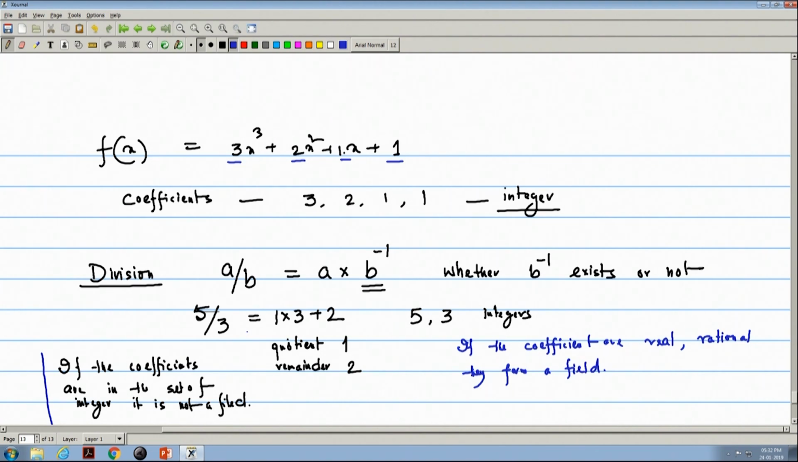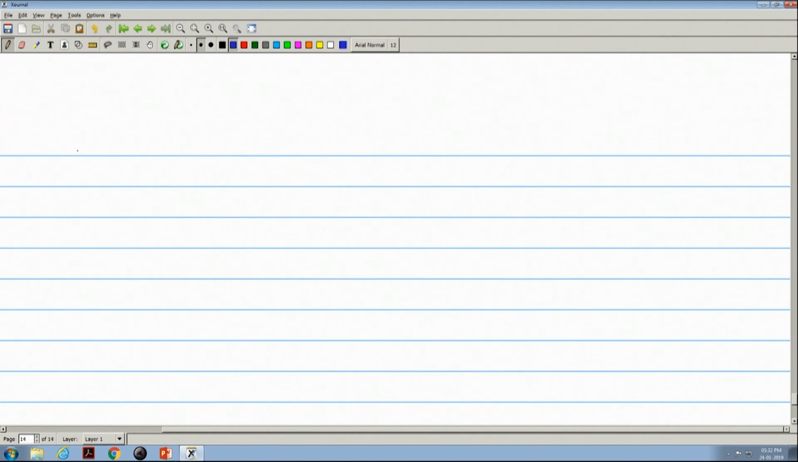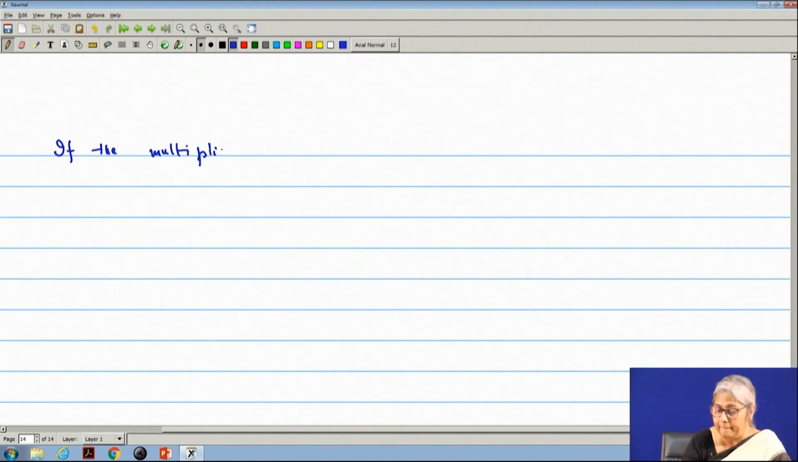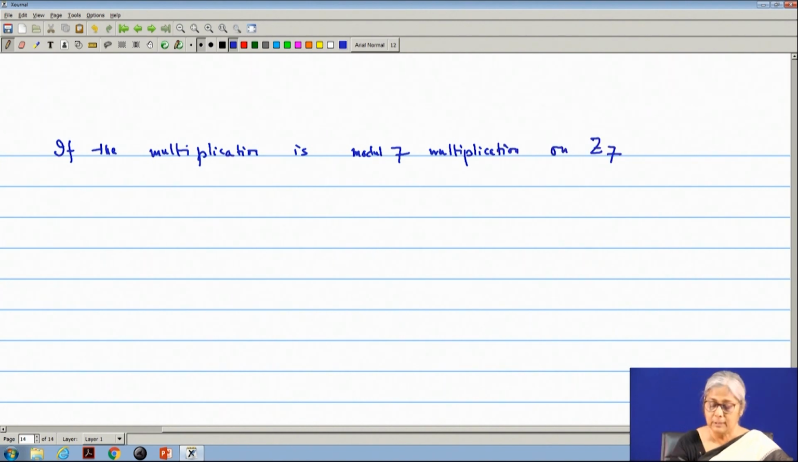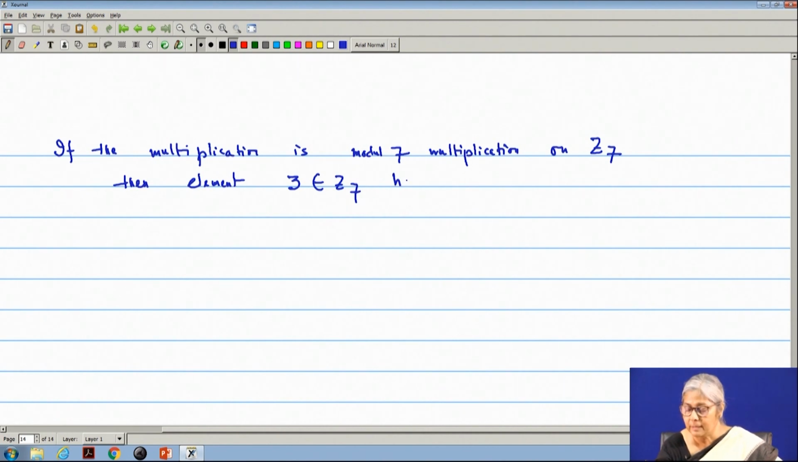Now, if I take 5 by 3, now the operation we have seen, say modulo 7, if the multiplication is modulo 7, that is multiplication modulo 7 on Z7, then we know that 3 has some inverse, then the element 3 belonging to Z7 has an inverse which is 5.